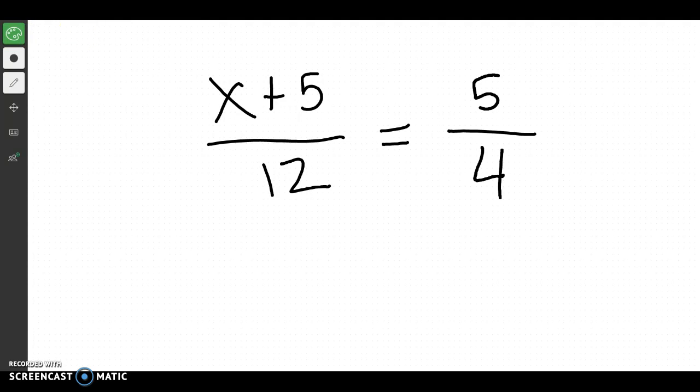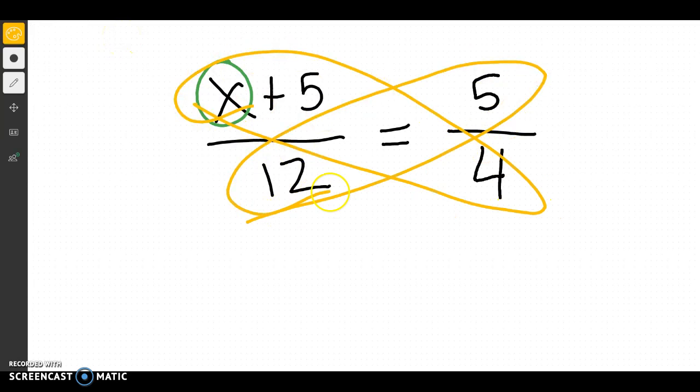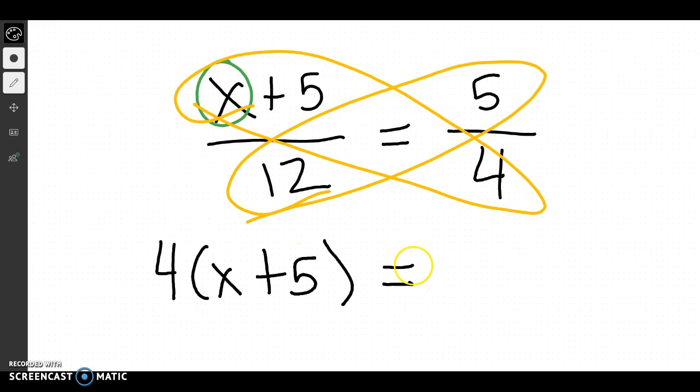In this second problem, again, we can see that we have two fractions equal to each other. So again, we have a proportion, and we're going to try to solve for this x right here. To solve for that x, we're going to cross multiply. So when I cross multiply, I'm going to have 4 times x plus 5 equals 60, because 12 times 5 is 60.